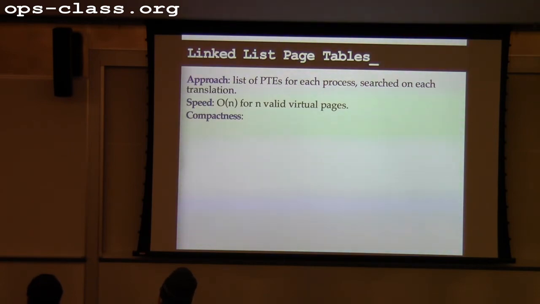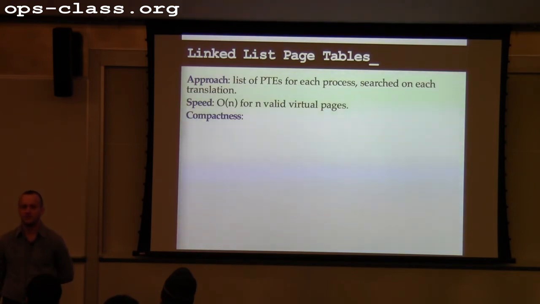All right, but what about compactness? How fast does this data structure grow? Let's try to get this. I have n valid virtual pages. You can use big O notation. N squared, n times n. So we have a vote for n squared.